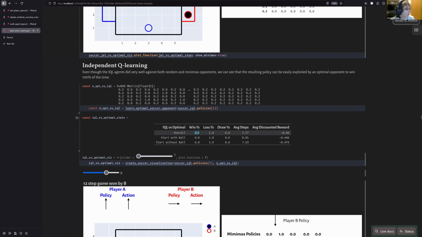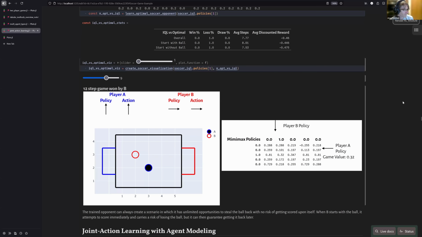And here we can see that the policy it's learned, even though it did really well against the random opponent, and it even did well against the minimax opponent, when we train an optimal opponent, it loses 100% of the time. This is almost as bad as the outcome of exploiting the random opponent. So this IQL opponent is just as exploitable as the random opponent. Actually, it's exploitable in a way that's a little different, because we're able to guarantee a win.